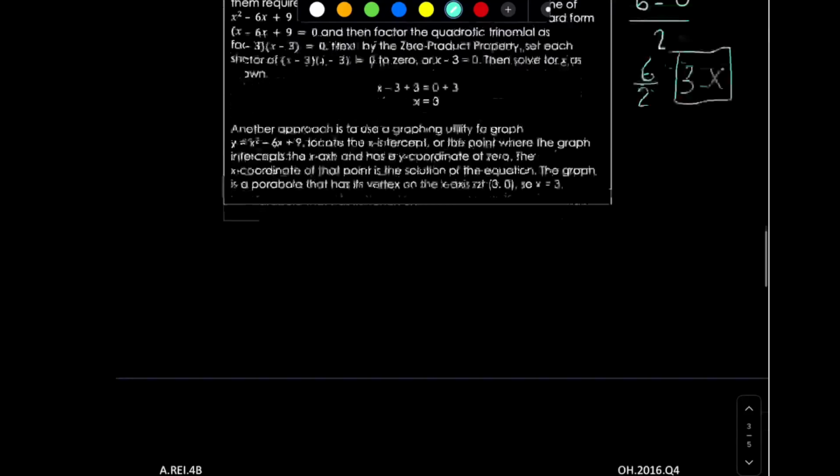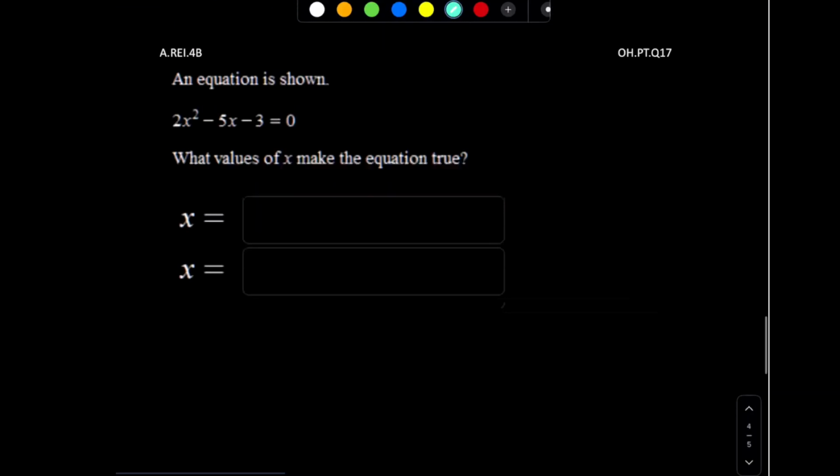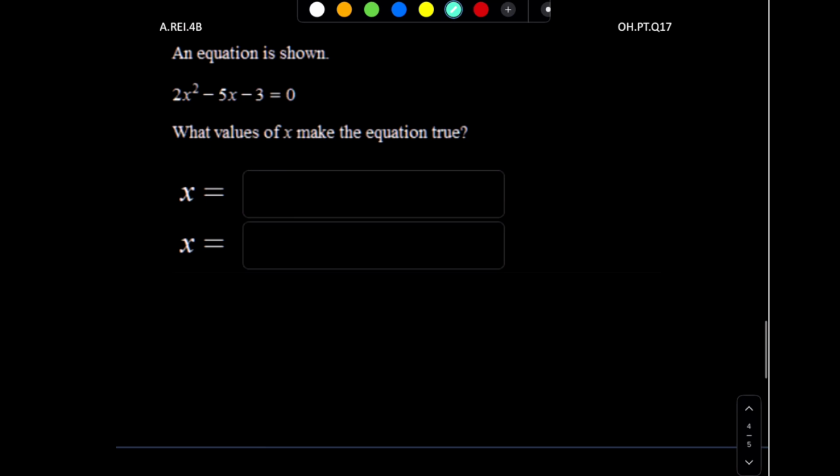Let's try another one. That one has a fraction, so that's ugly, so we're not going to do it. All right. So let's look at this one. An equation is shown, what values of x make the equation true. So we're going to have two answers here. So, first thing we need to check. Is our equation in the form of ax squared plus bx plus c equals 0? Yes. We don't have to do any algebra. We don't have to move anything over. This is already where we want it to be.